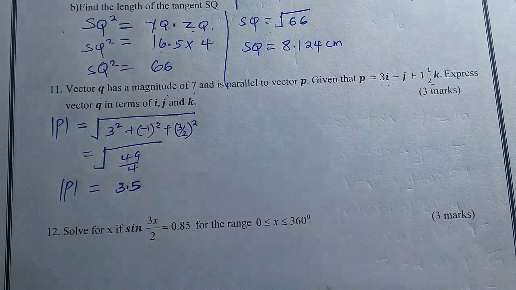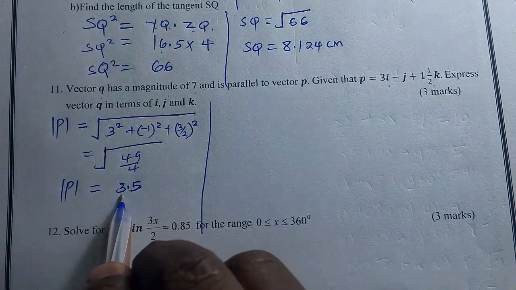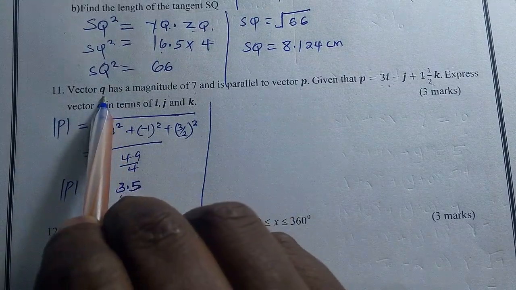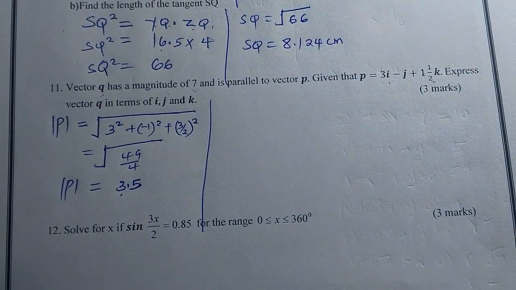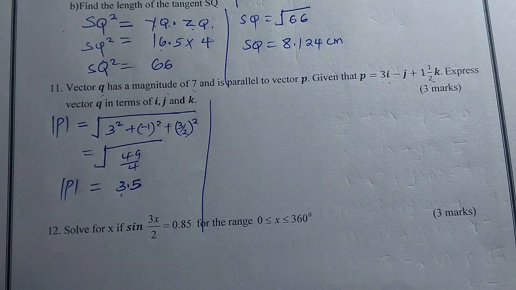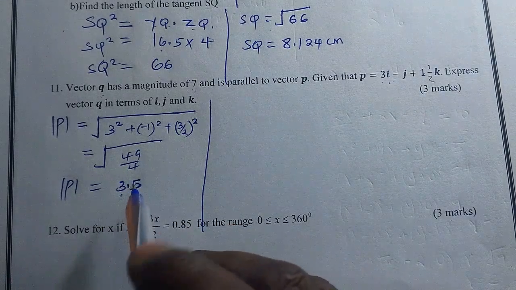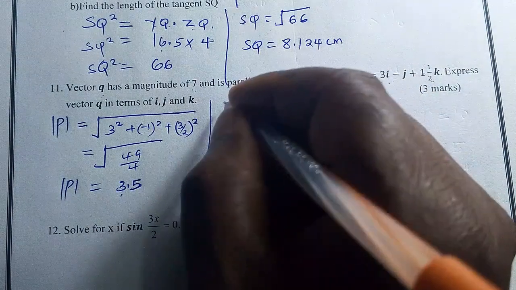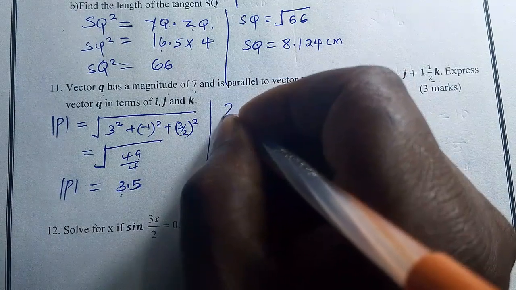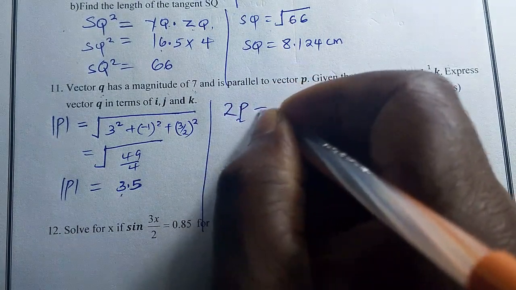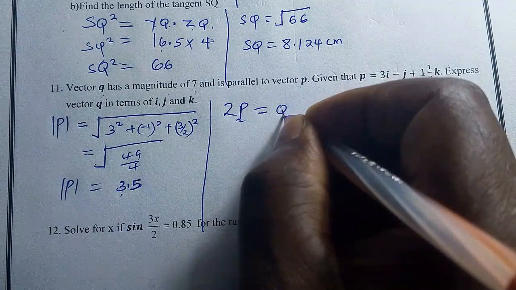Now we have the magnitude of P as 3.5, but the magnitude of Q is 7. But we know that if two vectors are parallel, one must be expressed in terms of the other. So one could be twice or thrice the other. So you can clearly see that two P, vector P, is equal to vector Q.